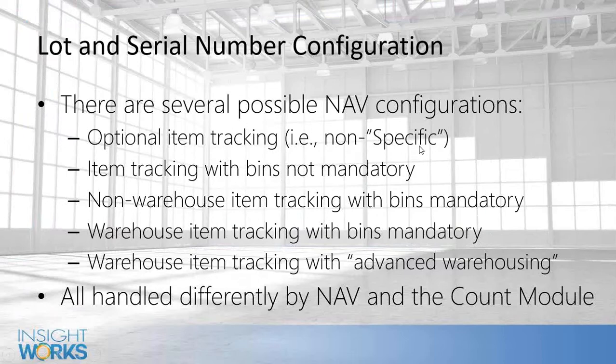All right, so that's non-specific. And then we can have item tracking with bins, not mandatory. So you don't have bins, you don't have a location even set up, but you have serial numbers and lot numbers. Then you're going to have non-warehouse item tracking with bins mandatory, a whole bunch of stuff. Anyway, I won't get into it. But all of these different combinations are handled differently by NAV and handled differently by the count module.